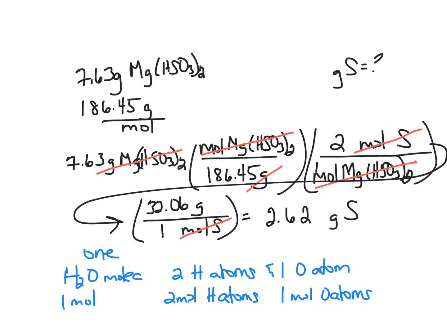And what I get is 2.62 grams of sulfur. And I look at this and say, okay, 2.62 is less than 7.63, and that's reasonable. If I had gotten a mass of sulfur that was greater than the mass of the compound, that wouldn't have been reasonable, because the sulfur is part of the compound, so the mass of the element must be less than the mass of the compound.